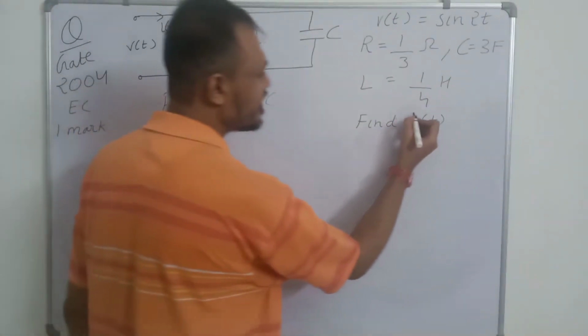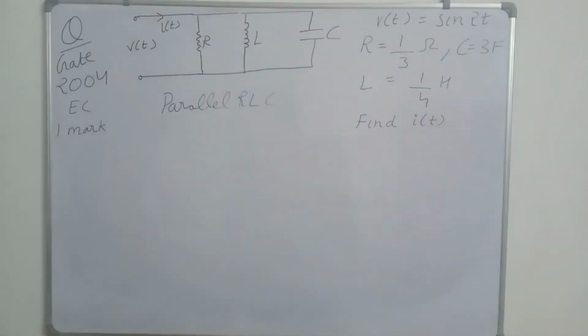V of t is given to us as sine of 2t. R is given to us as 1 upon 3 ohm. C is given to us as 3 farad. And inductance L is given to us as 1 upon 4 Henry. So we have to find I of t. It is based on sinusoidal signals and analysis.